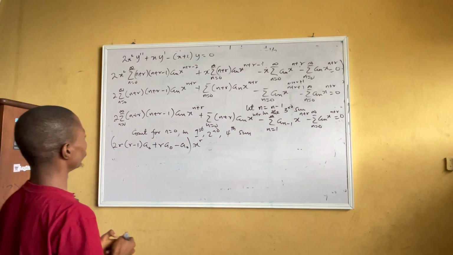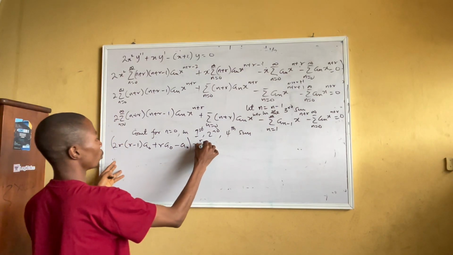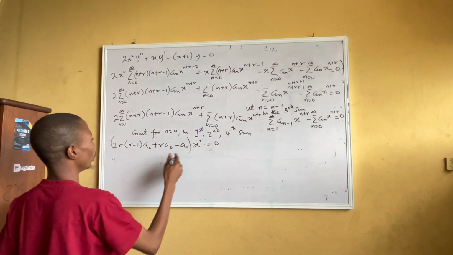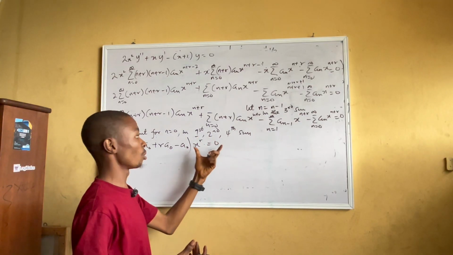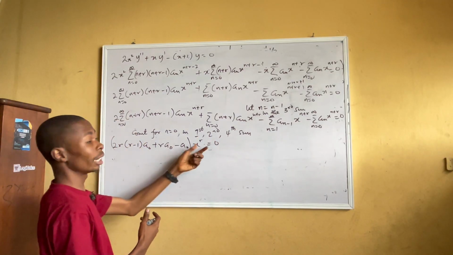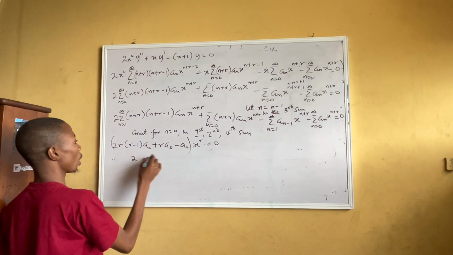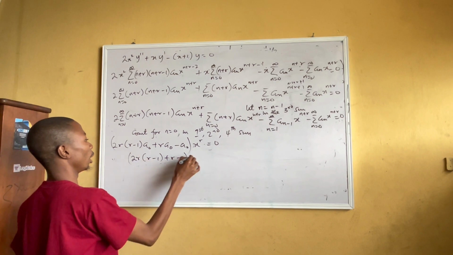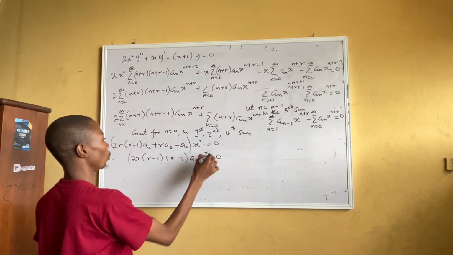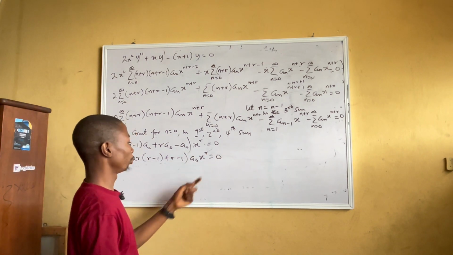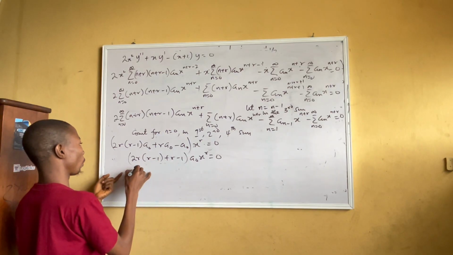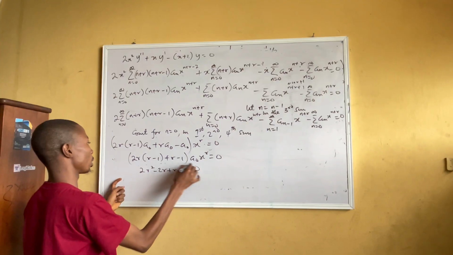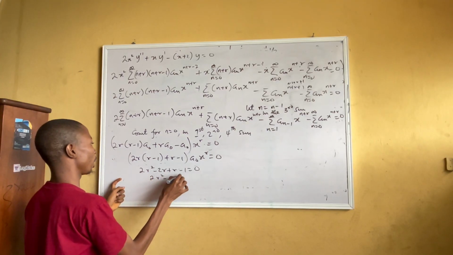All right, then this is where we are going to have our initial equation. You equate this to 0. x^r is not 0, and a_0 is not 0. So this will be 2r(r minus 1) plus r minus 1, a_0 x^r equals 0, and x^r is not 0. So this is the initial equation: 2r squared minus 2r plus r minus 1 equals 0, that is 2r squared minus r minus 1 equals 0.